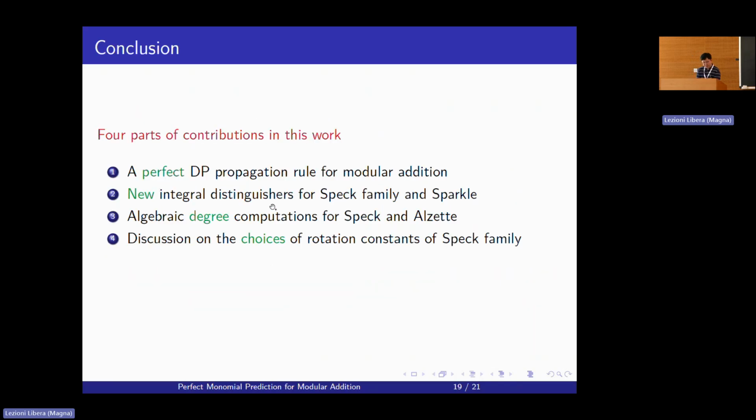Okay, so in this paper, we provide four parts of contributions. Firstly, we give a perfect division property propagation rule for modular addition. With this propagation rule, it is precise, and you do not need to memorize a very complicated formula. And we also, for the algebraic degree for Speck and RZ, conducted a discussion on the choice of rotation constants of the Speck family. Okay, that's all, and thank you for your attention.